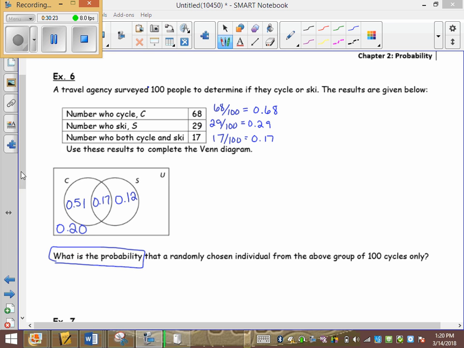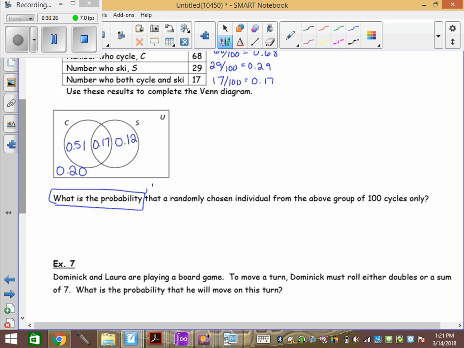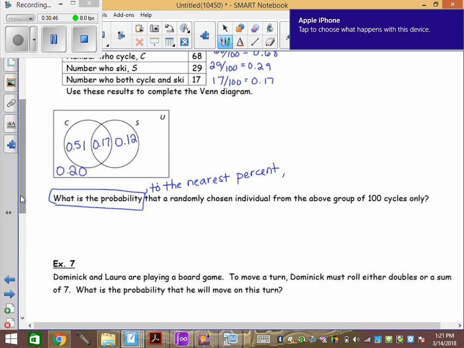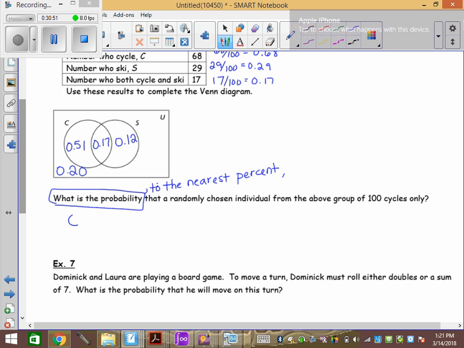So it says here, what is the probability, to the nearest percent, that a randomly chosen individual from the above group of 100 cycles only? So cycling only is 0.51, right? But is that my answer? No, I said to the nearest percent. So what is that? 51.